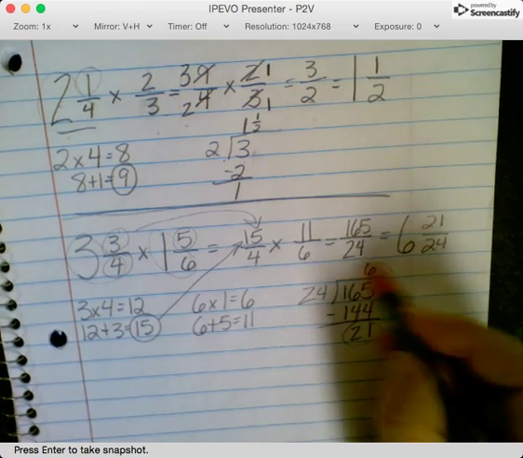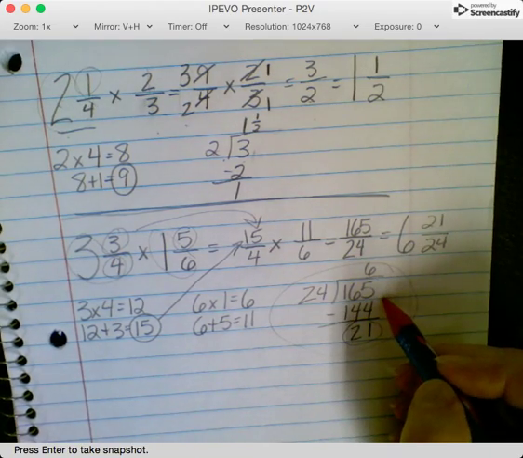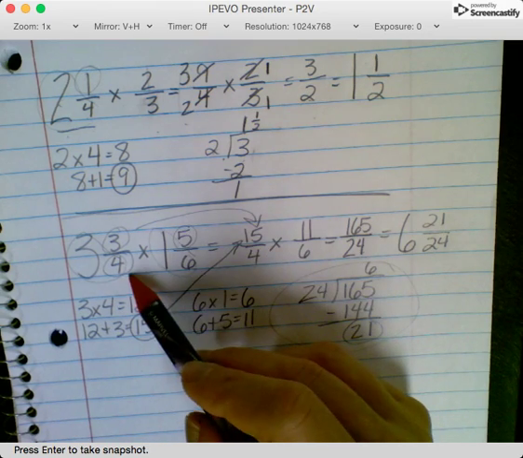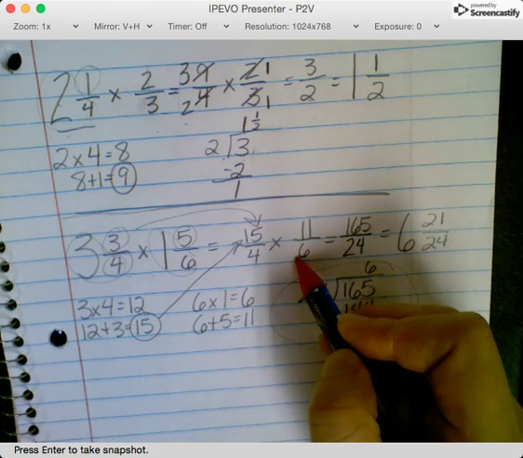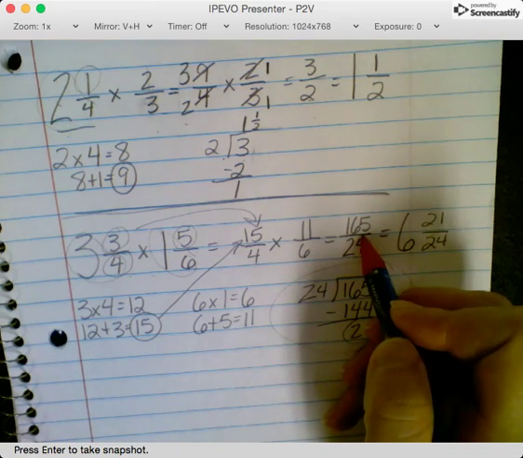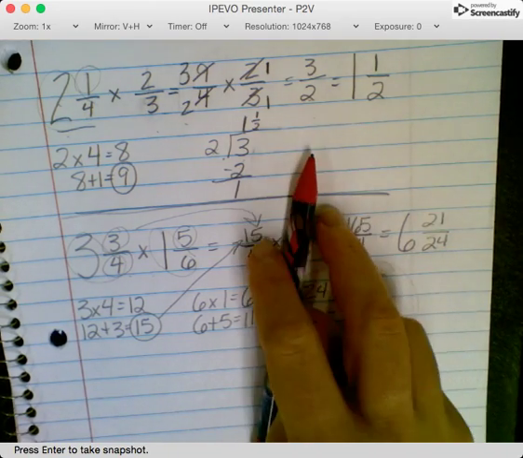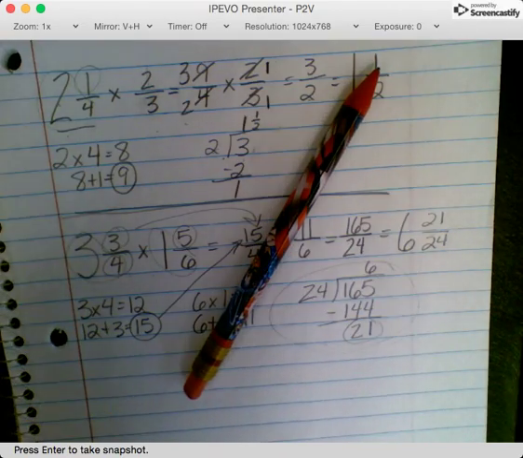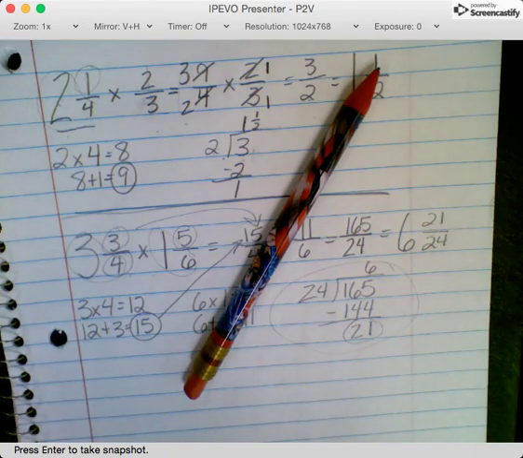So this part is a little confusing, but the basics is you change this to an improper fraction, and then you multiply. I'm going to go ahead and cut this short and let you guys figure the rest of this out on your own. Try it out.